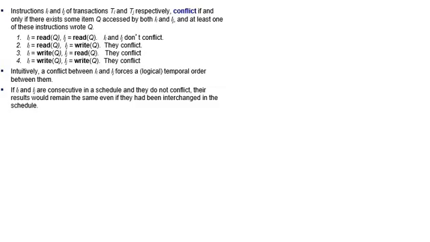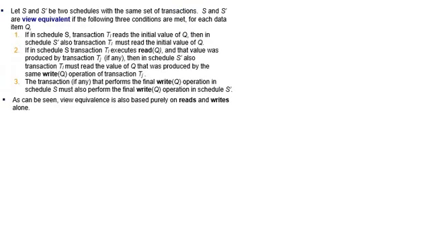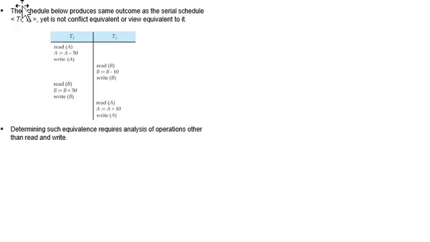The instructions Ii and Ij of transactions Ti and Tj respectively conflict if any of them is a write. Now view serializability: a schedule is view serializable if the following three conditions are met for each data item. The conditions can be checked over the transactions, and the executions are as follows.